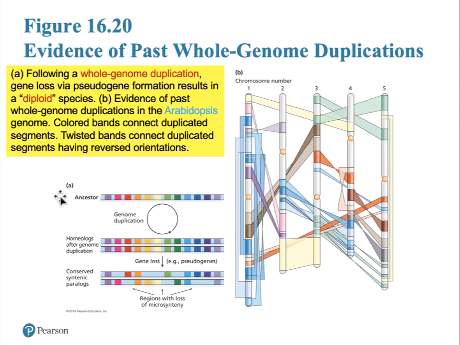Panel A suggests how a haploid creature can become diploid in a single generation if its chromosomes do not segregate as expected during mitosis or meiosis. The second half of this figure shows the chromosomes of Arabidopsis, the weed, and how different regions of those chromosomes have become duplicated over time and maintained throughout the genome.